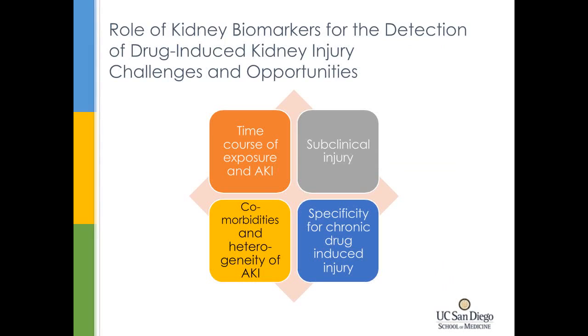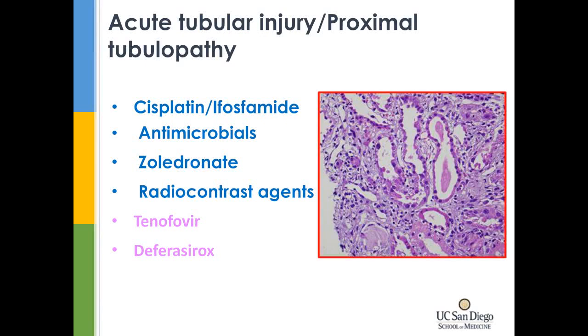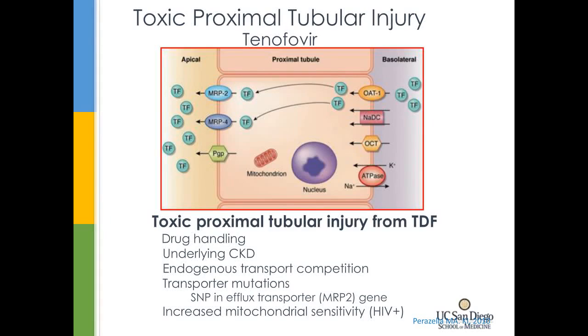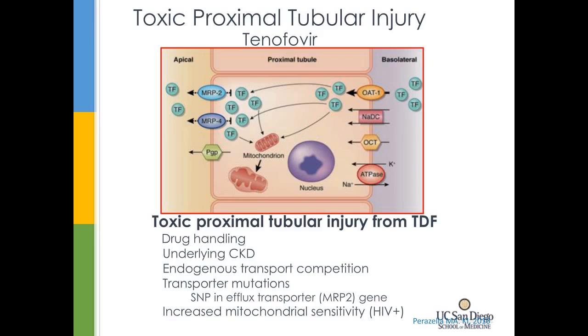My last part here is essentially the specificity of chronic drug-induced injury. One of the key things here is looking at chronic toxicity. As an example, when you look at tenofovir, we know it is very specifically handled by the kidney, both with respect to the OAT transporters and also MRP2 gene mutations. What we know here is that the concentration of tenofovir in the mitochondria can cause mitochondrial dysfunction and therefore, over time, lead to an acute or subacute injury which progresses to chronic kidney disease in that setting.